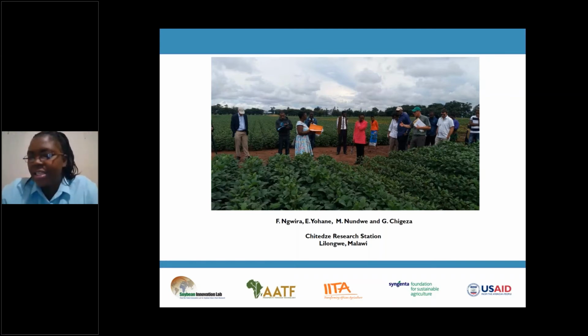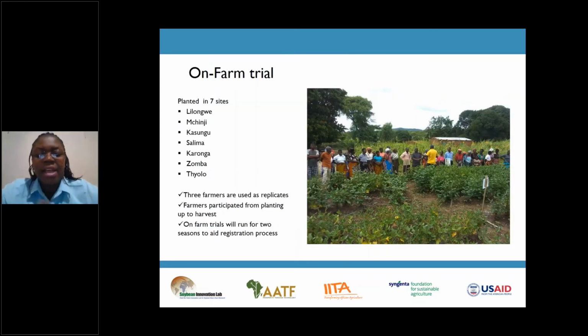As Brian has indicated, he was presenting on the on-station trials. So after we selected some of the high-yielding varieties, this season, 2018-2019, we took some promising lines, and they were planted in 7 sites across Malawi. In those sites, 3 farmers are used as replicates.